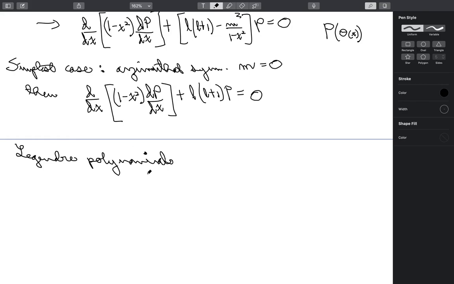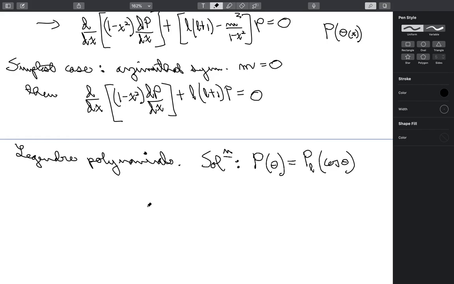Okay, so it's not really my job to show you how to do that. There's a lot of literature about this, so let me just recall for you the most important equations. Let me just give you the solution for this equation. The solution is that this function p of theta that we're looking for is the Lth Legendre polynomial for the variable cos theta.